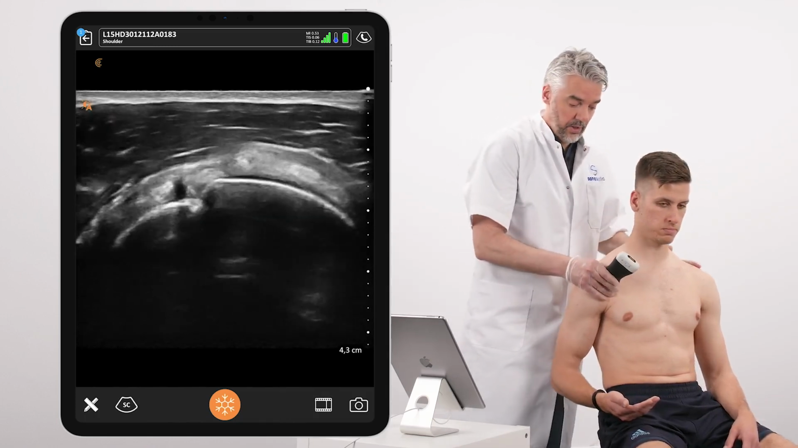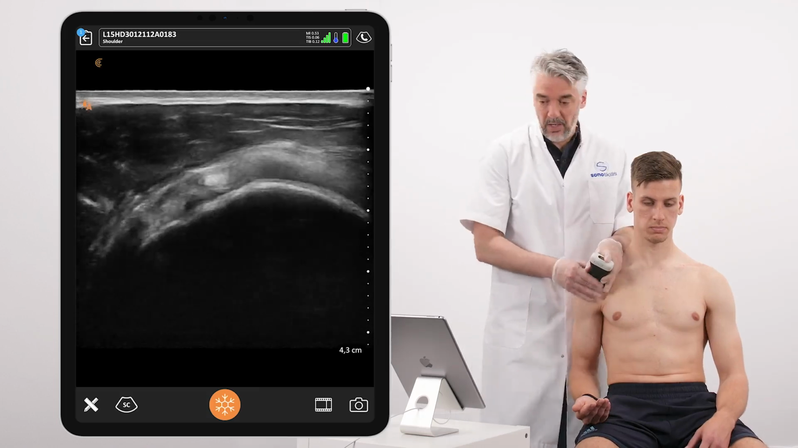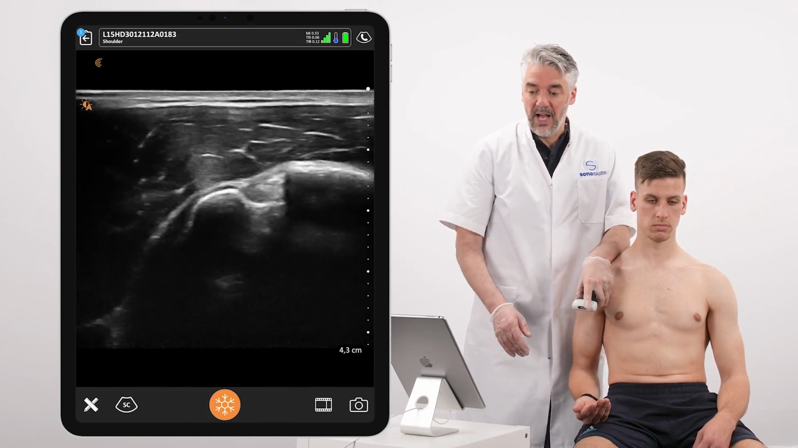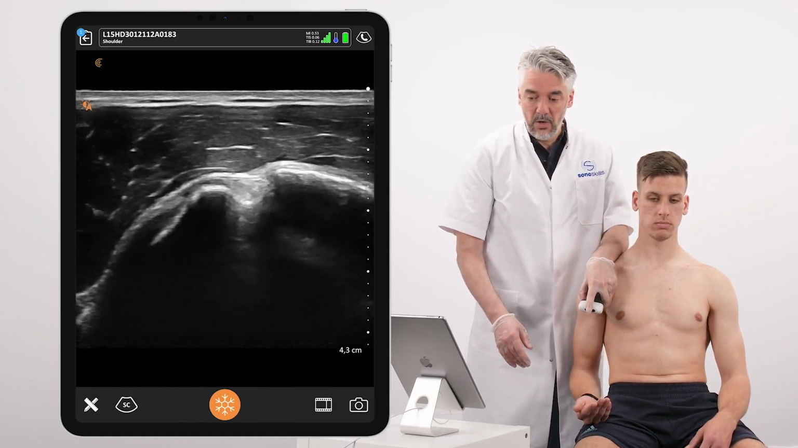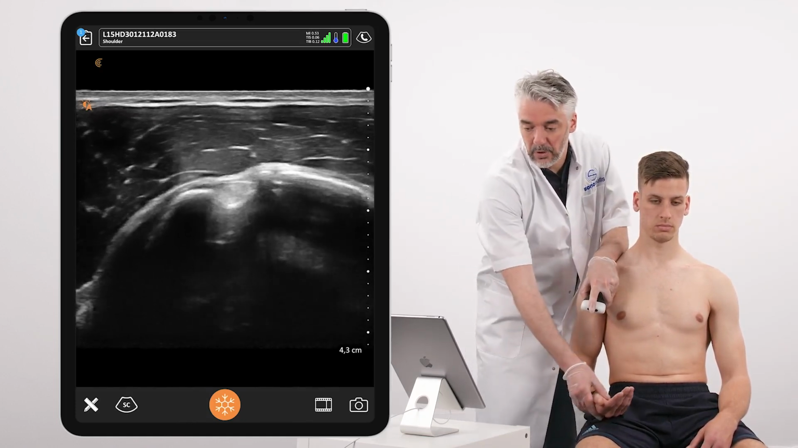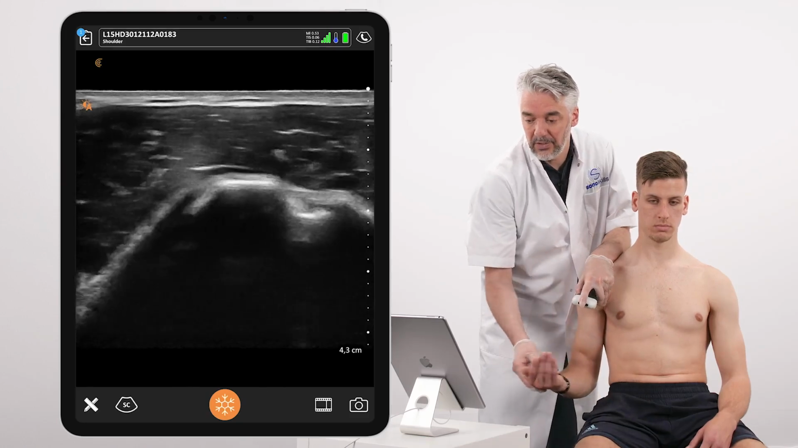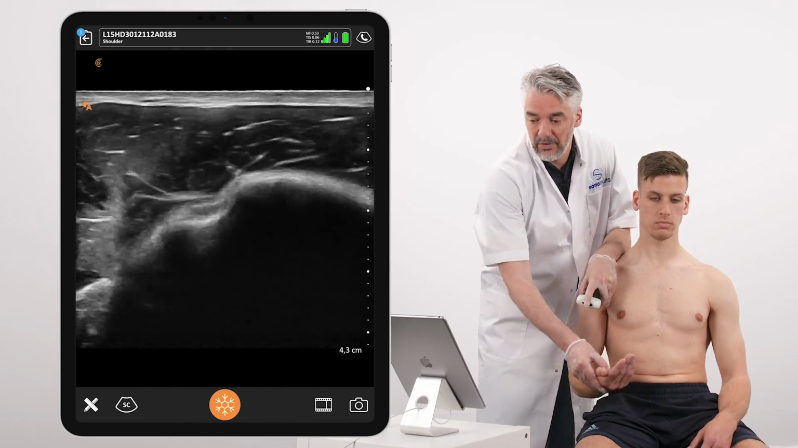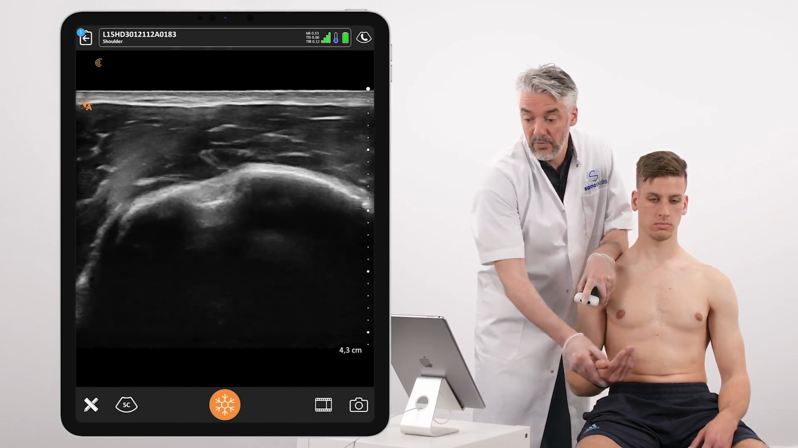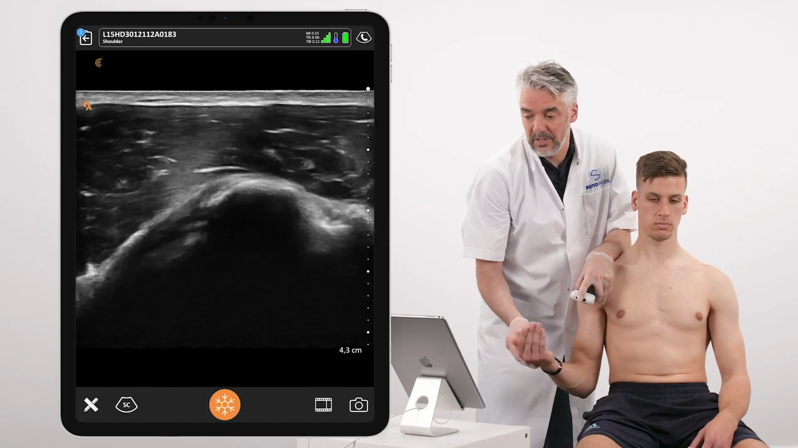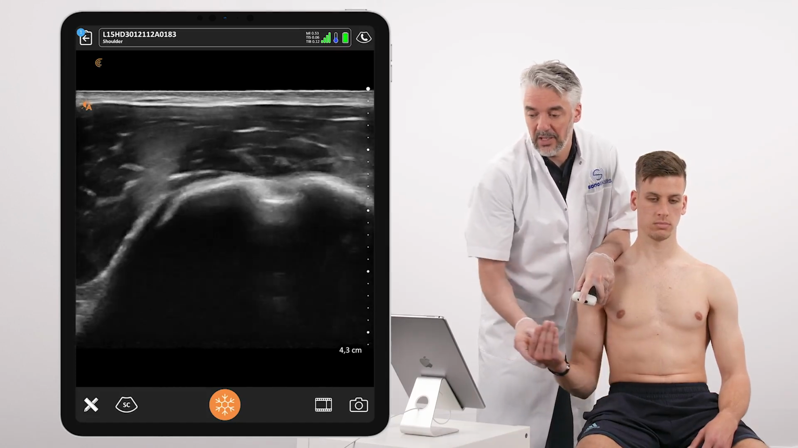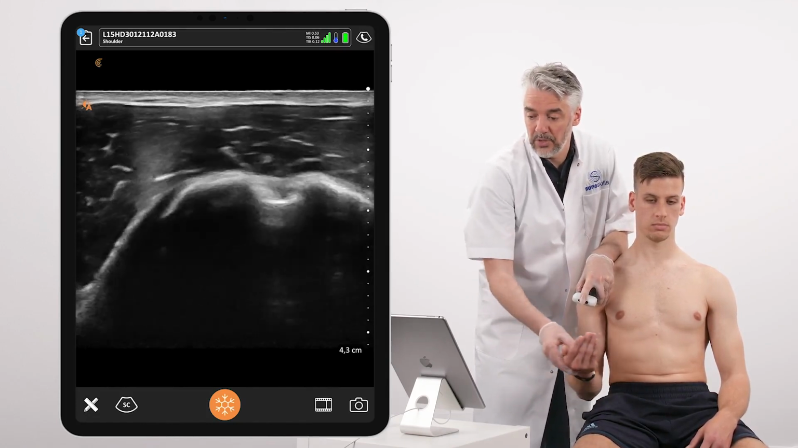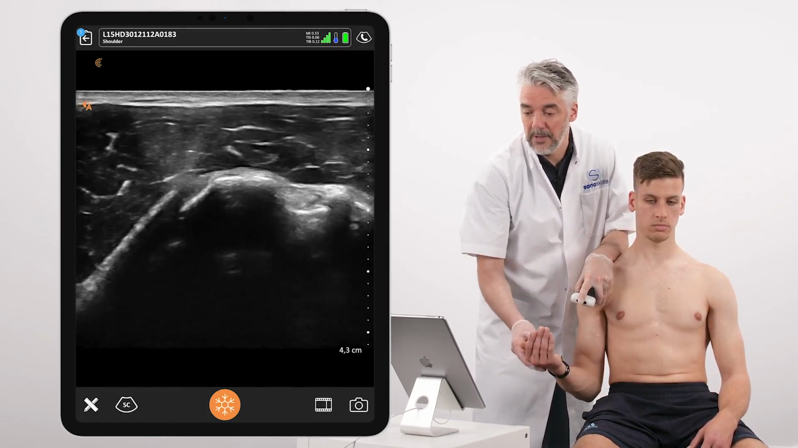Okay, so turning the patient back, let's follow the biceps back to the intertubercular groove. And now I'm going to look for stability in the intertubercular groove by making an internal and external rotation. And now we can see that the biceps is within the groove and is not luxating or dislocating during this external rotation, internal rotation movement. So this is also a healthy sign.